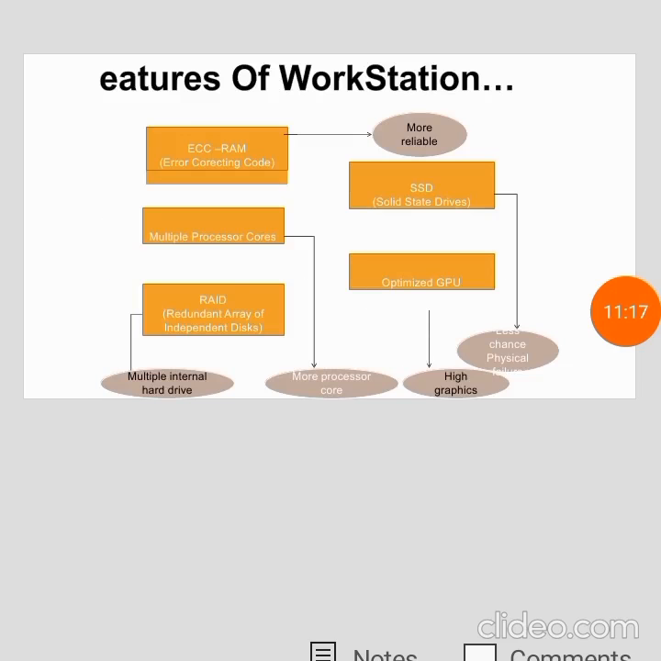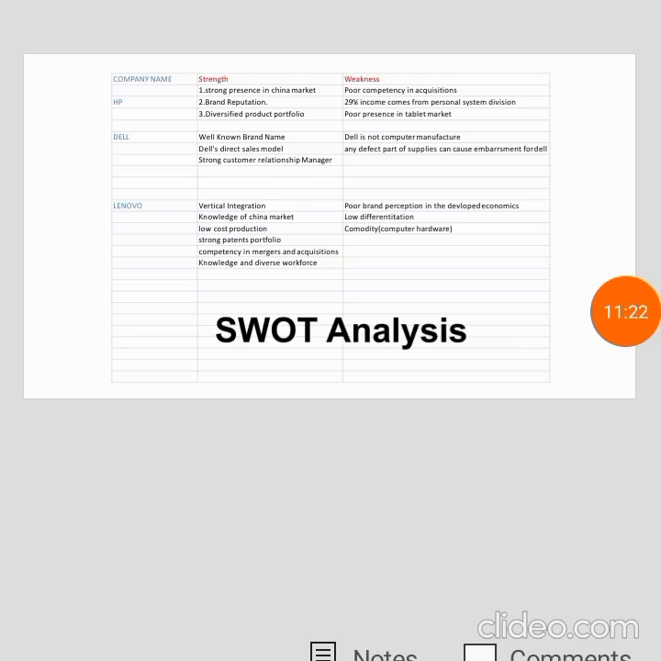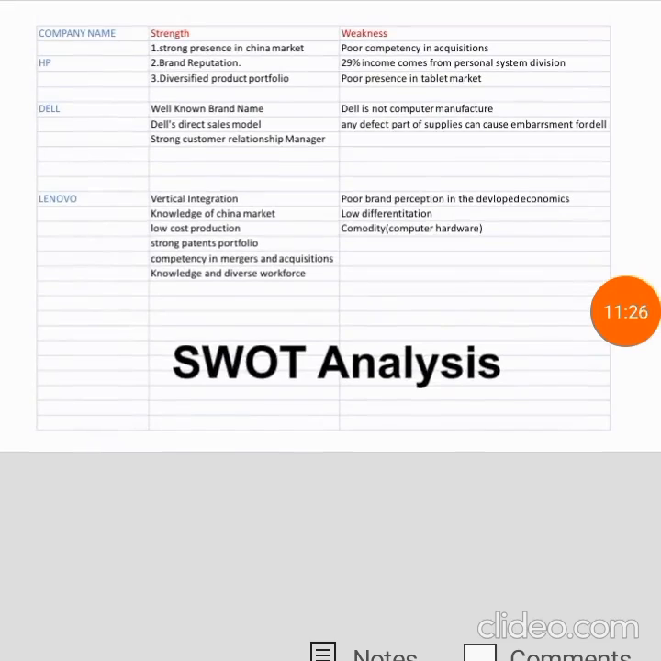There are some features of a workstation which are written here. There is some comparison between HP, Dell and Lenovo computers. For example, HP has brand reputation, and it has a weakness that 29% of income comes from the personal systems devices. So like this, there are many features.